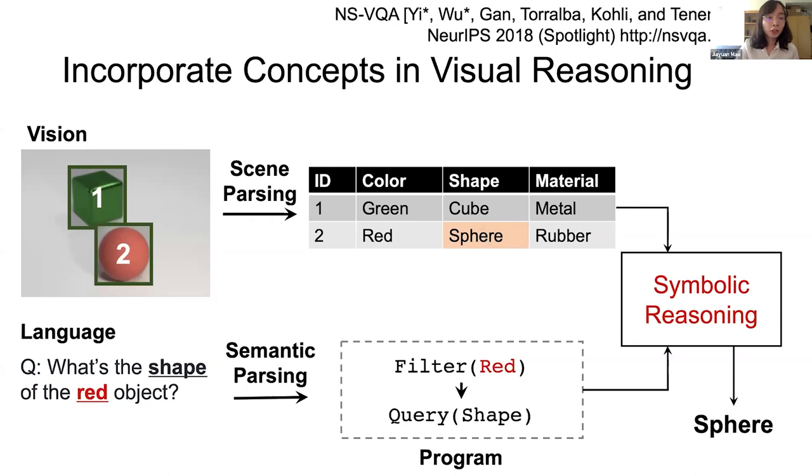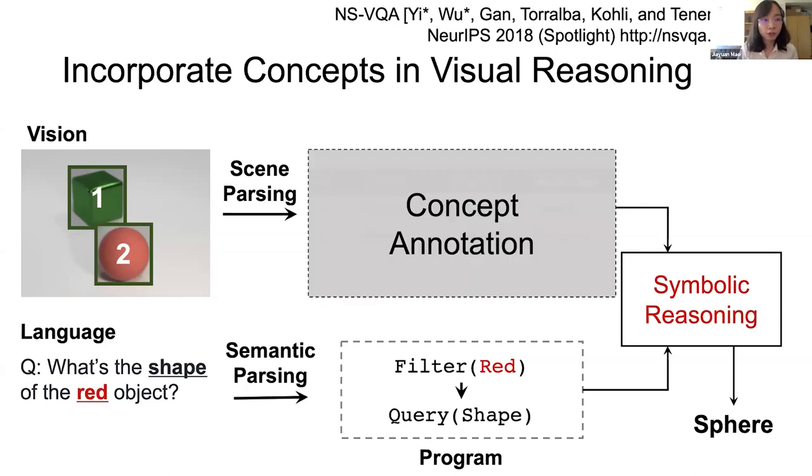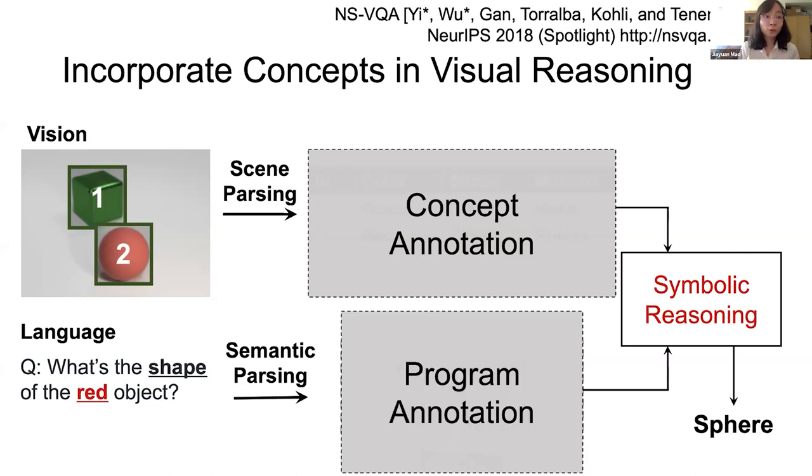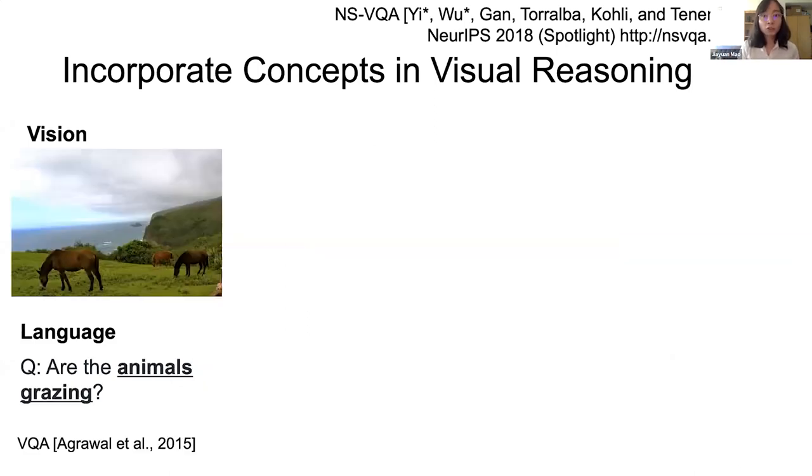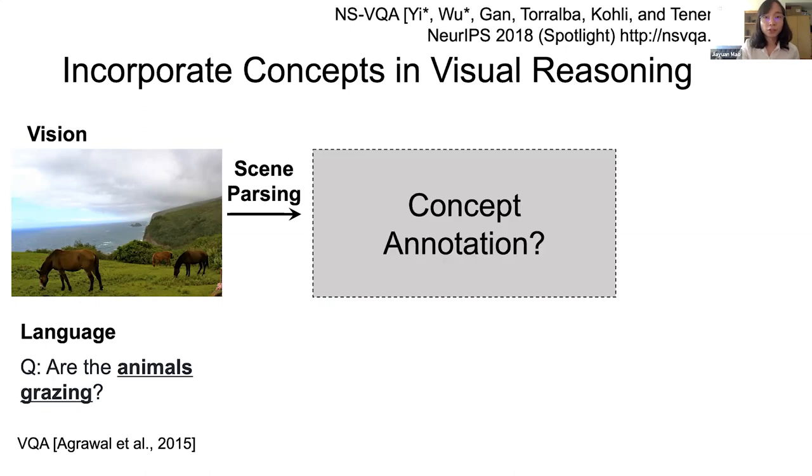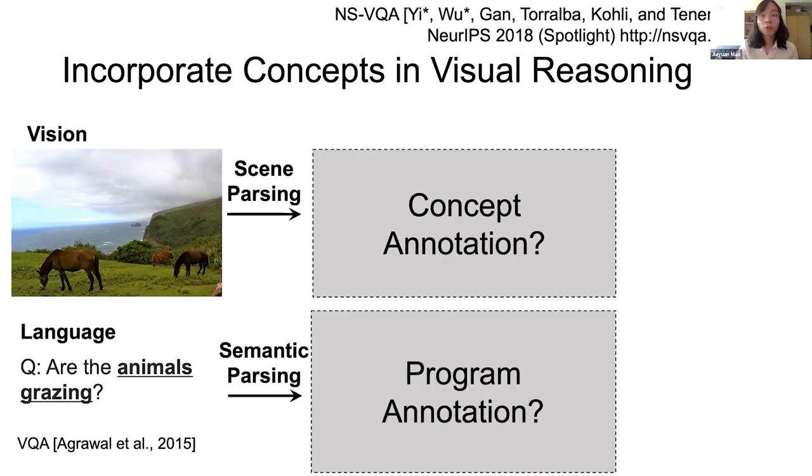During training, we need two annotations. The first one is the annotation for various types of visual concepts, including colors, shapes, and so on. And also, we need the program annotation, that is the latent logic behind each question. This seriously restricts its application in real-world scenarios, where neither concept annotations for natural images nor program annotations for natural language can be easily obtained.